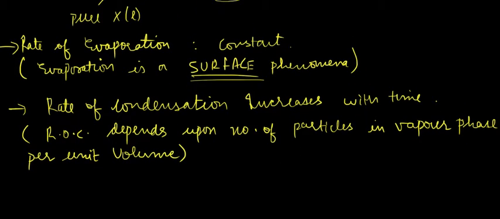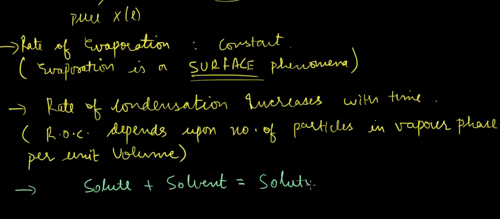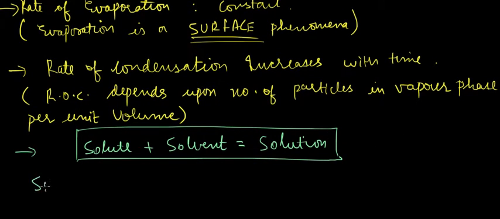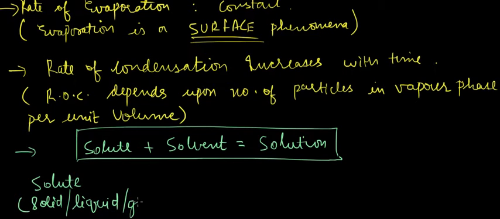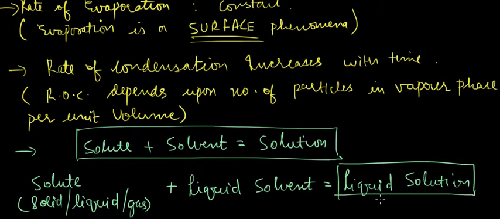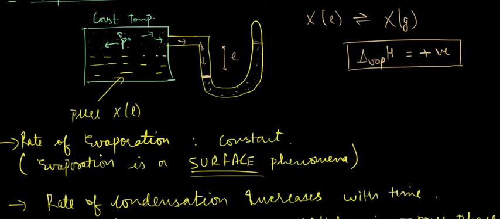Okay, and we also know that solute plus solvent equals solution. Okay, and solute can be in any phase, that is solid, liquid or gas, when dissolved in, let's say, liquid solvent, becomes the basis of our chapter, which is liquid solution. Okay, so here we just define P naught in that vessel. So P naught here is nothing but the vapor pressure of pure liquid X.